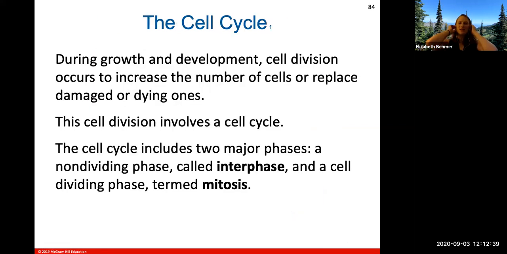So the cell cycle, well, it's all really the same thing, but the cell cycle is just the growth and development of the cell that happens right before it divides. So during growth and development, cell division occurs to increase the number of cells or replace damaged or dying ones. So from the time you're born, your cells are dying. So that's why with our lifespans, we're always on the way to the grave because all our cells are constantly dying.